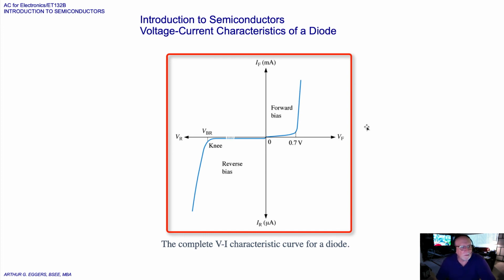So now, what happens when we put forward bias and reverse bias on the same graph? If we combine the curves for both forward bias and reverse bias, you have a complete VI characteristic curve for a diode, as shown. Notice that the forward current, I sub F scale, is in milliamps, compared to the I sub R scale in microamps. So top and bottom, the scale changes.